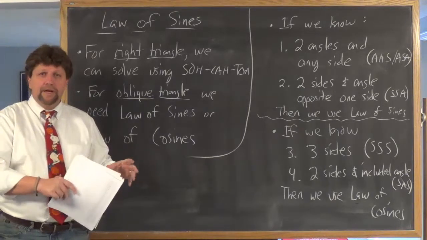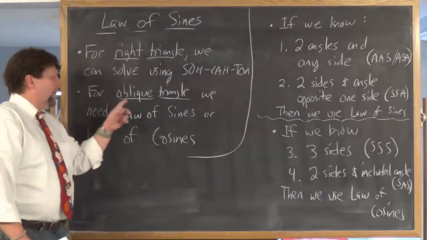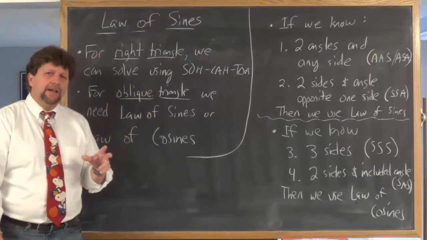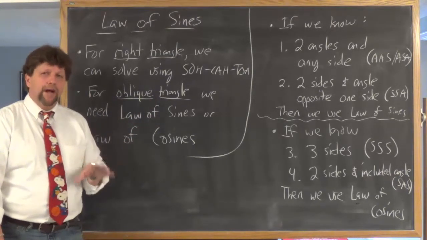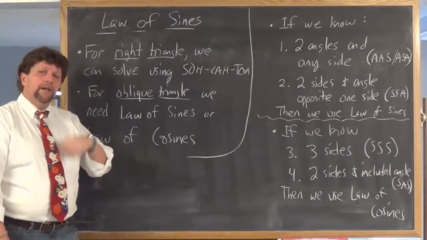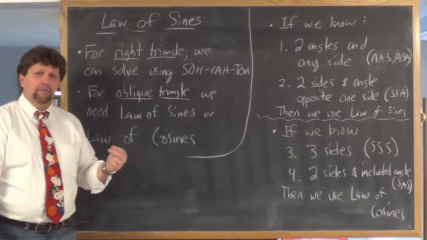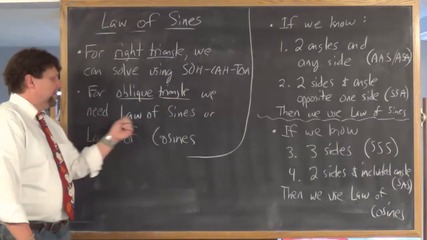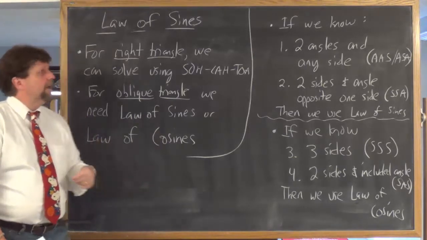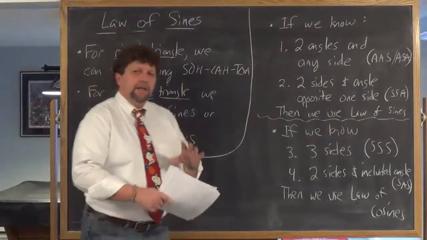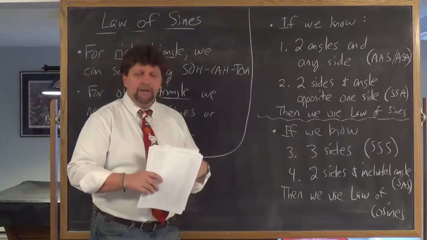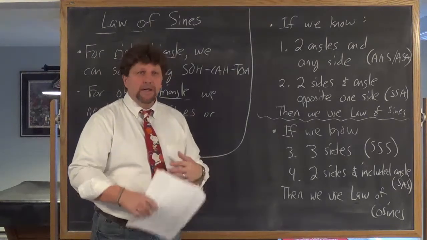They're the friendly triangles. However, if we have an oblique triangle, and oblique is a fancy way of saying the triangle is not a right triangle, we're going to solve that triangle by using the law of sines or possibly the law of cosines. So I thought I would summarize the information here real quickly. In this video we're going to be dealing with the law of sines.